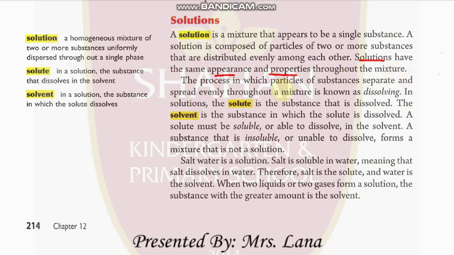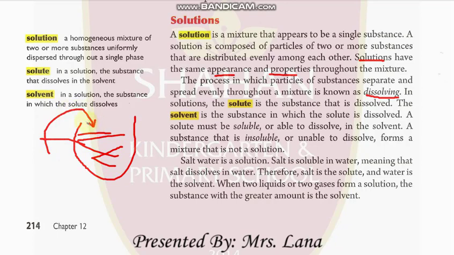The process in which particles of a substance separate evenly throughout the mixture is known as dissolving. For example, we have a beaker, a glass, filled with water, and when we put salt in it, as we said, the salt is dissolving in the water.